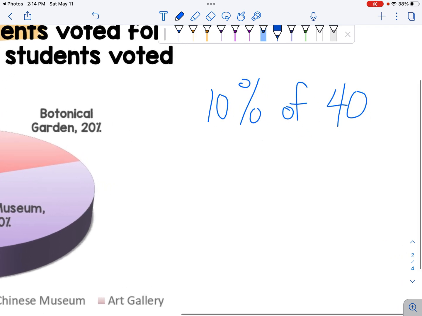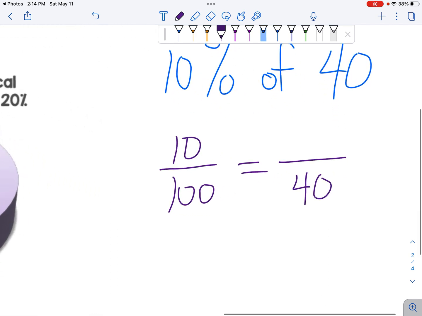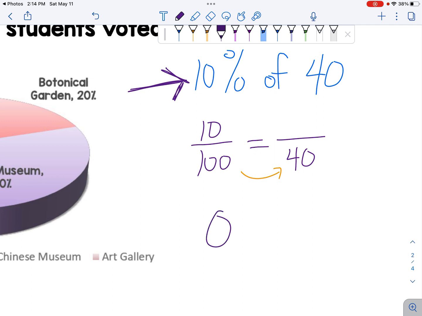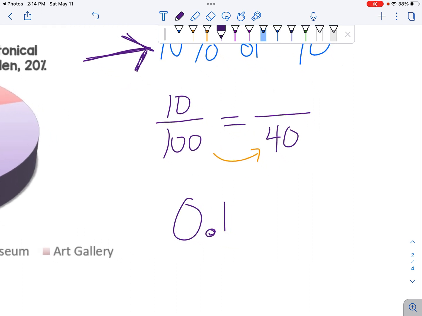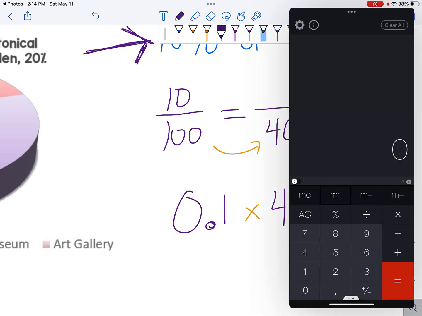My favorite option is to write 10% as 10 over 100 and say, how many would that be out of 40? The part that's a little bit tricky here is you have to figure out what to divide by. So a different option, if you're not quite sure how to do that, would be to take 10%, this number here, and make it a decimal, 0.1. We know it's going to be smaller than 40, so if we multiply by a decimal, we will get a number smaller than 40. 0.1 times 40 is 4.